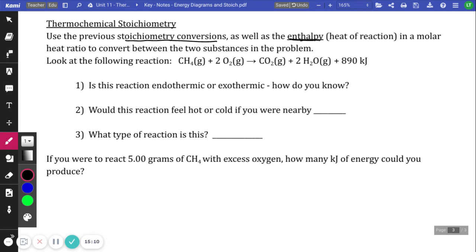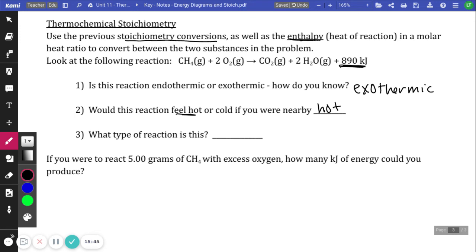So it asks, is this reaction endo or exothermic? So first thing I need to do is I need to find heat. So heat is over here, and it is written in my reaction. It is a product, so that tells me it is an exothermic reaction. And I know it's exothermic because heat is a product. So would this reaction feel hot or cold if you were nearby? It's exothermic, so it is releasing energy, which means that our surroundings feel hot. So this reaction would feel hot to us because it's releasing that energy.